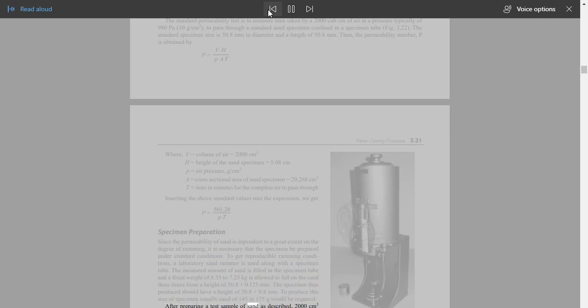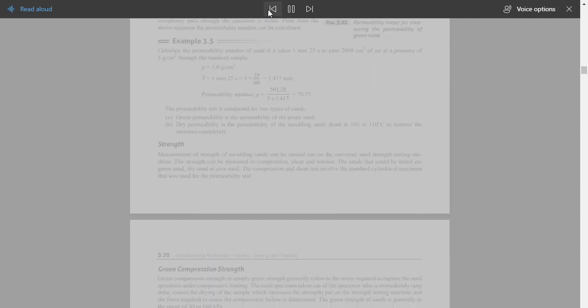After preparing a test sample of sand as described, 2000 centimeters cubed of air is passed through the sample, and the time taken by it to completely pass through the specimen is noted. Then from the above equation the permeability number can be calculated. Example 3.5: Calculate the permeability number of sand if it takes 1 minute 25 s to pass 2000 centimeters cubed of air at a pressure of 5 g/cm2 through the standard sample. P equals 5.0 g/cm2. T equals 1 minute 25 s equals 25/60 plus 1 equals 1.417 minutes. Permeability number P equals 501.28/(5 × 1.417) equals 70.75.